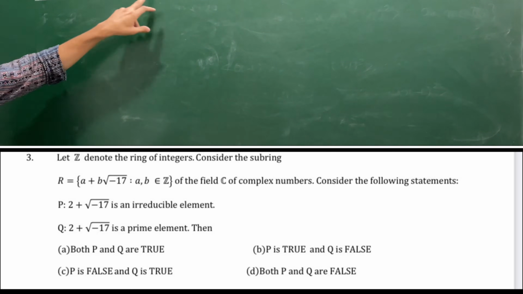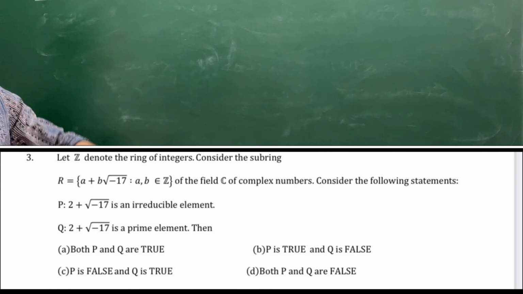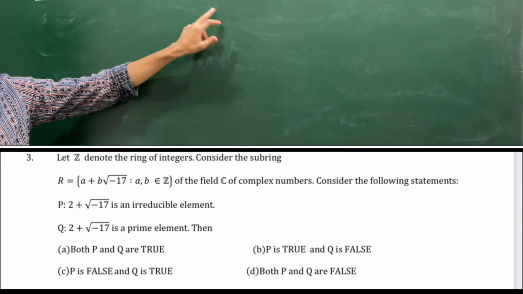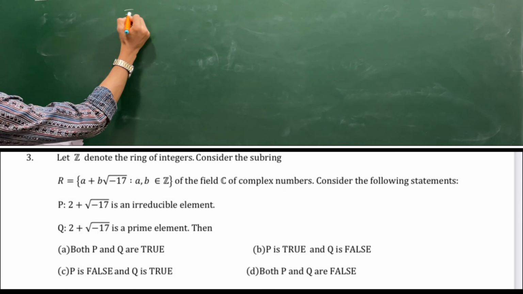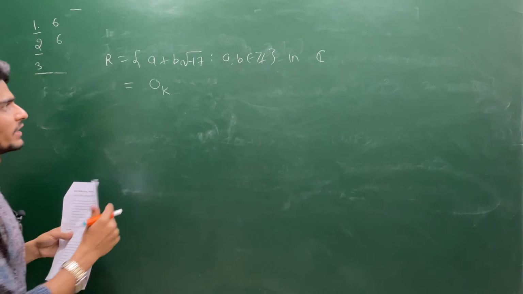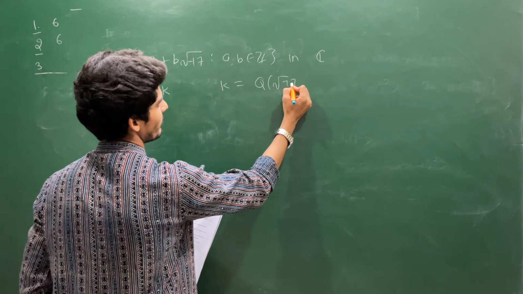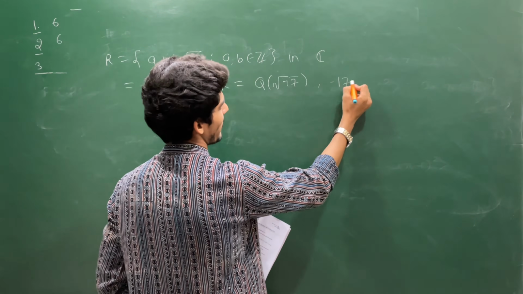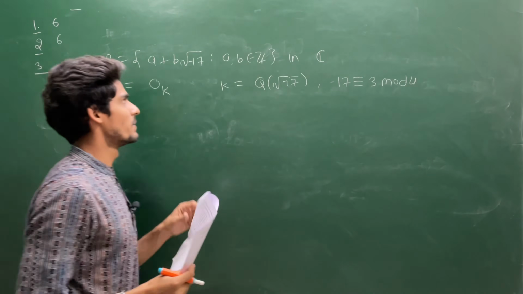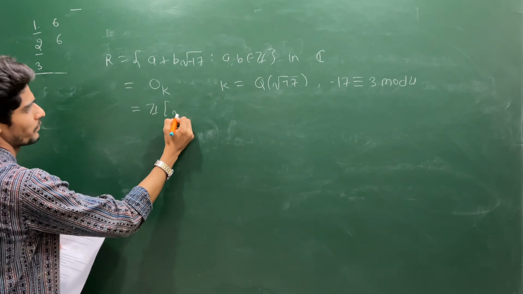Basically, if you are aware of the algebraic number theory topic, then this is nothing but the ring of integers of K, where K I can choose as Q of square root of minus 17, because here minus 17 is congruent to 3 mod 4. So this is my OK. This you can also write in this format.